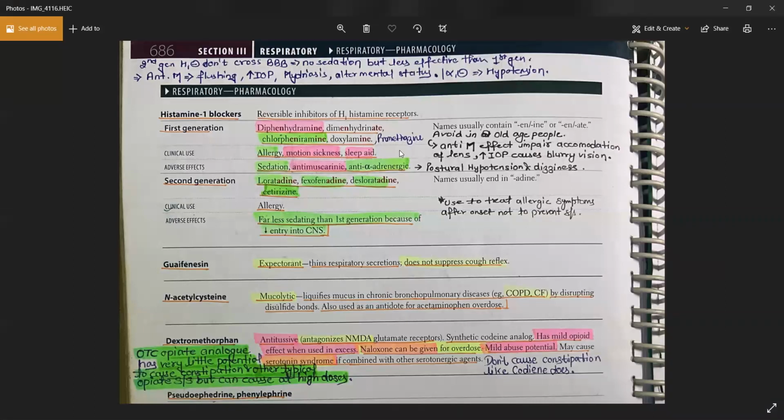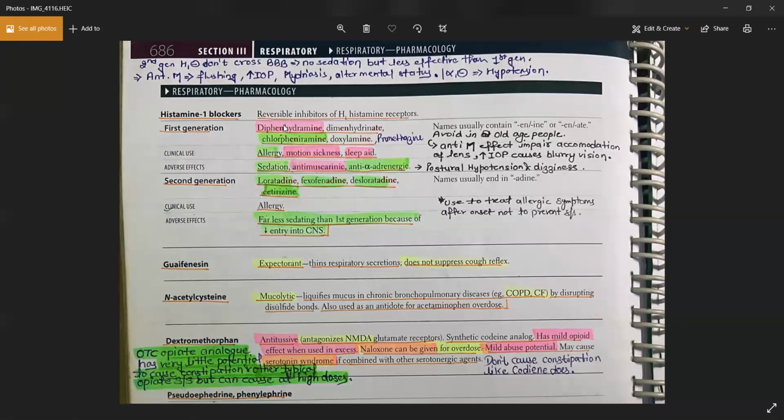But for the allergy, what drugs you can give are the second generation histamine blockers, because they cannot cross the blood-brain barrier, and that's why they do not have any brain symptom, any CNS symptom. That means no sedation. So you will use these drugs only for the allergy, not for the motion sickness, not for the sleep aid. Okay.